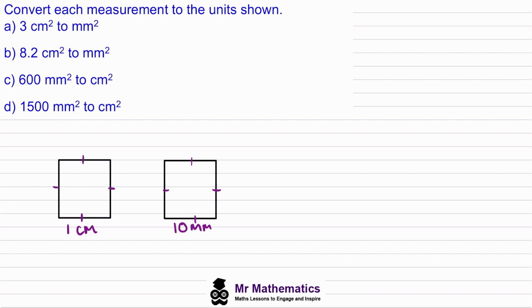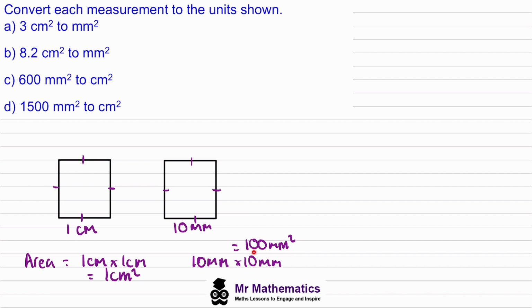So now to work out the area of our first square, well, this will be the length times the width. So the area will be 1 centimeter multiplied by itself, which will give us 1 centimeter squared. The area of our second square, well, again, it'll be the length times the width, so 10 millimeters multiplied by itself. So this will give us 100 millimeters squared. What this means then is that 1 centimeter squared is exactly the same as 100 millimeters squared, and we can write this as a ratio.